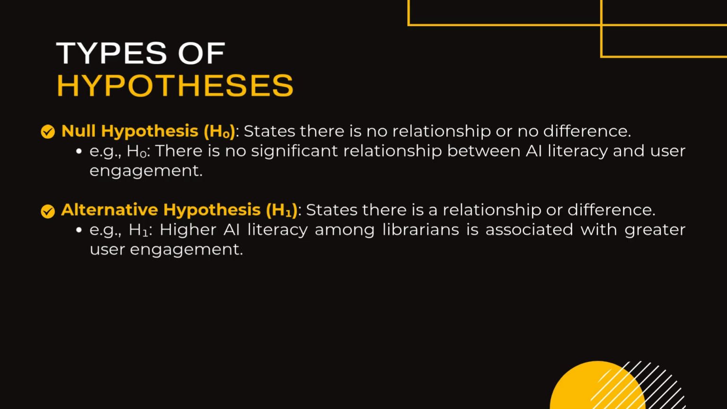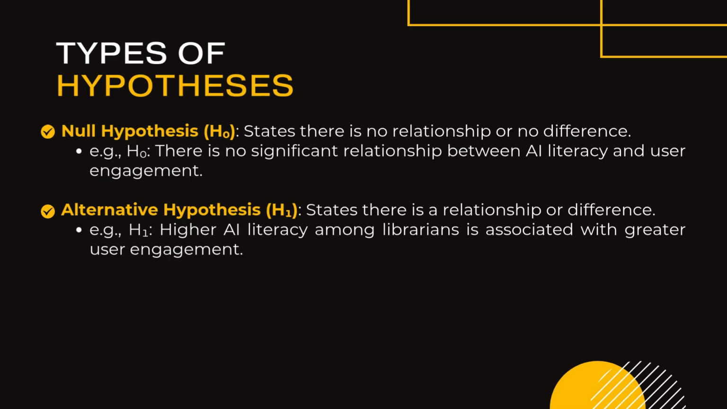The alternative hypothesis, written as H1, predicts that there is a relationship or a difference. For instance, H1, higher AI literacy among librarians is associated with greater user engagement. Here, you're suggesting that the two variables move together. When one increases, the other is likely to improve as well. In most statistical testing, we start by assuming the null hypothesis is true and then use data to see whether there's enough evidence to reject it in favor of the alternative. So, your research doesn't aim to prove something instantly, it tests whether your prediction holds up against real evidence.